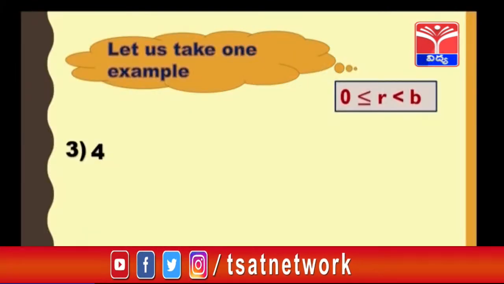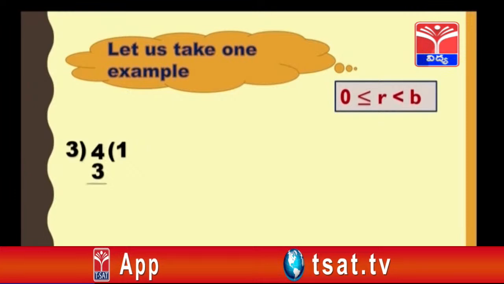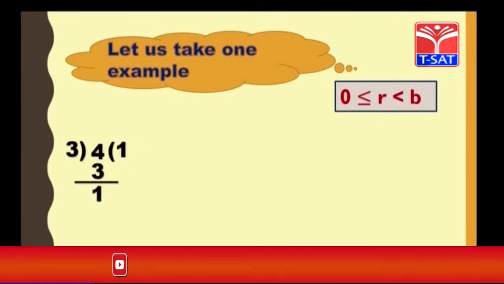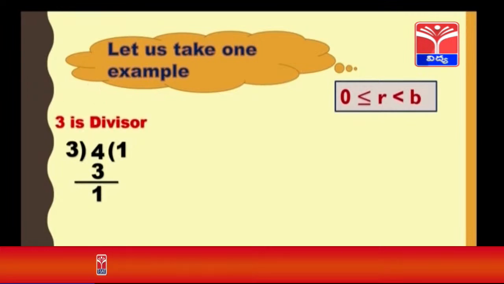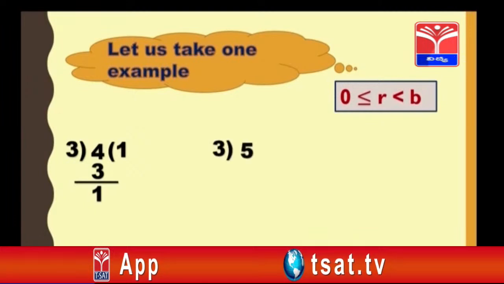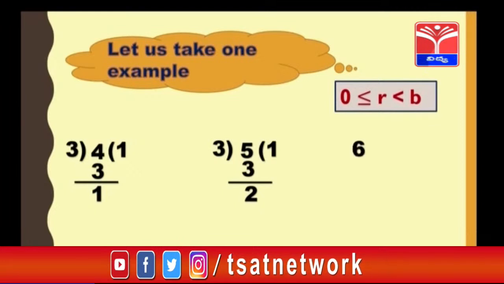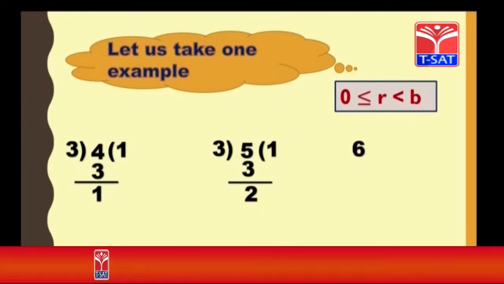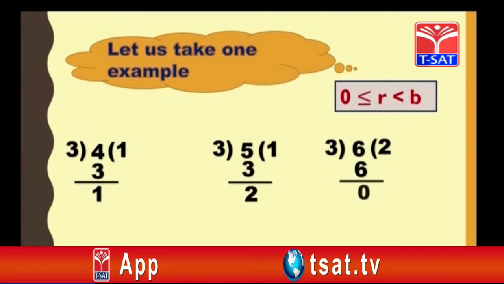Let us take one example. 4 divided by 3, we get 1 as the quotient, 3 ones are 3, and 4 minus 3 is 1. Here 1 is the remainder, 1 is the quotient, 4 is the dividend and 3 is the divisor. Let us take one more number, 5. If 5 is divided by 3, 3 ones are 3, 5 minus 3 is 2. Here 2 is the remainder, 1 is the quotient and 3 is the divisor. Let us take one more number, 6 divided by 3, then 3 twos are 6, and 0 is the remainder.